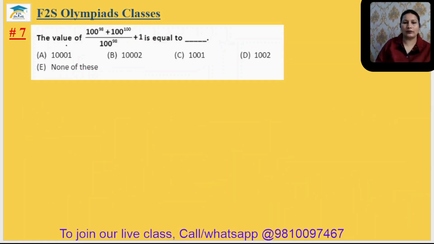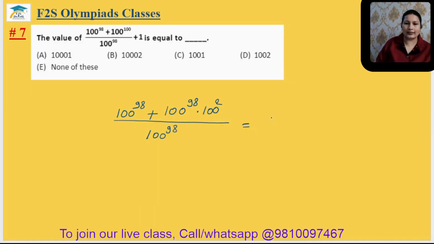Question number 7. The value of this plus this upon this plus 1 is equal to. So 100 to the power 98 plus 100 to the power 100. So what can we write here? We can write 100 to the power 98 plus 100 to the power 100. We can break it as 100 to the power 98 multiplied by 100 to the power 2 upon 100 to the power 98. Since 100 to the power 98 is available in both the terms, we can take out the common 100 to the power 98.